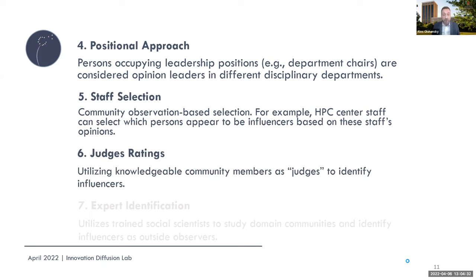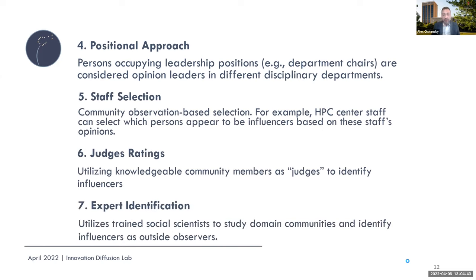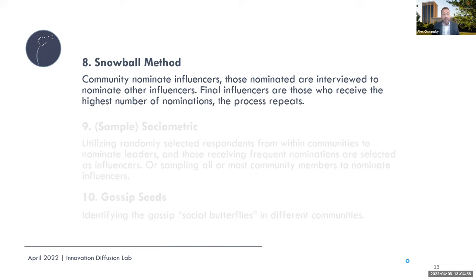The sixth technique is judges' ratings, which utilizes knowledgeable community members as judges to help identify these influencers within their communities. The seventh technique is expert identification. This one utilizes trained social scientists to study domain communities from the outside and then identify influencers as outside observers. The eighth technique is called the snowball method. Here, random community members nominate influencers, and then those who are nominated are interviewed to nominate further influencers. The final set of influencers are those who receive the highest number of nominations. This process repeats until a certain number of influencers are achieved.